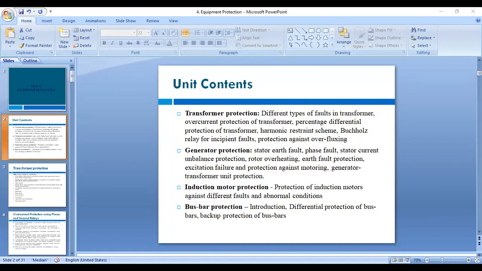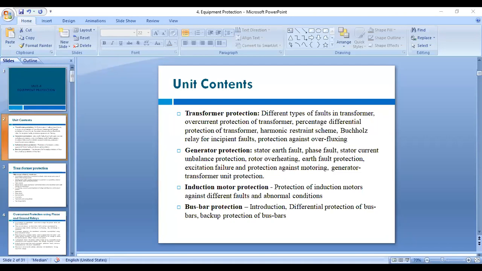So in transformer protection, we have seen the different types of faults. Which are the faults in transformer? You can just imagine the faults, and you first see the construction of that transformer. Primary winding, secondary winding, and simply core is there. There are some internal faults and external faults. The internal faults are those occurring in the winding and in the core.